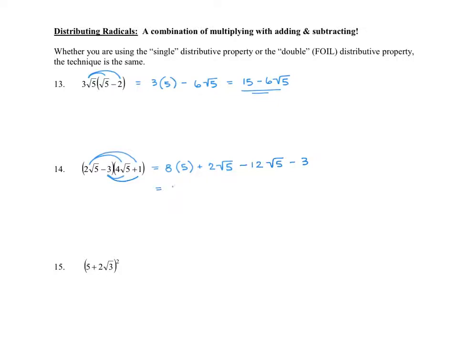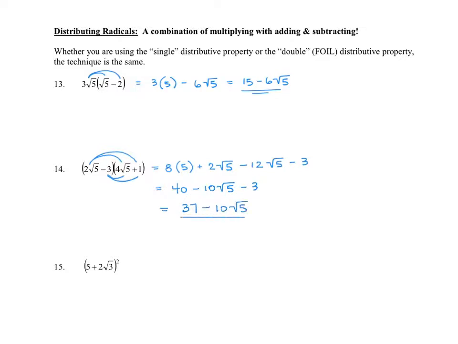So 8 times 5 is 40. I can combine the two like terms with the rad 5. So 2 rad 5 minus 12 rad 5 is negative 10 rad 5. And subtract 3. And again, combining like terms, I end up with 37 minus 10 rad 5.